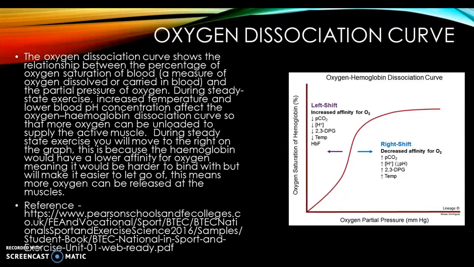During steady state exercise, you will move to the right on the graph. This is because the hemoglobin would have a lower affinity for oxygen, meaning it would be harder to bind with, but will make it easier to let go of. This means more oxygen can be released at the muscles.